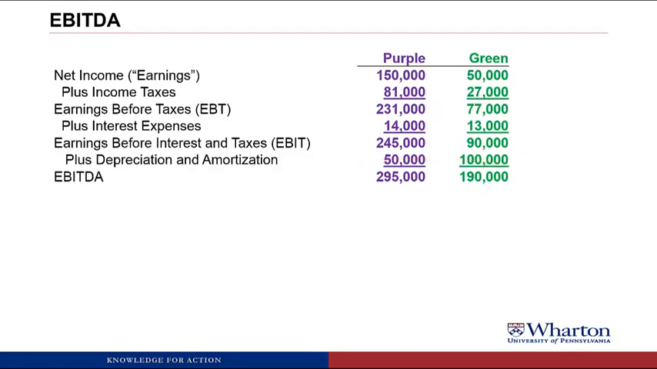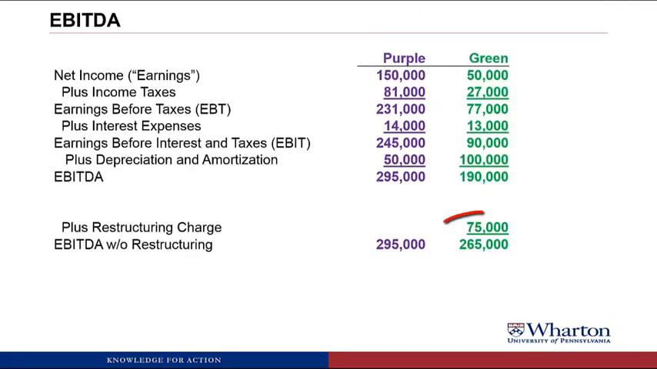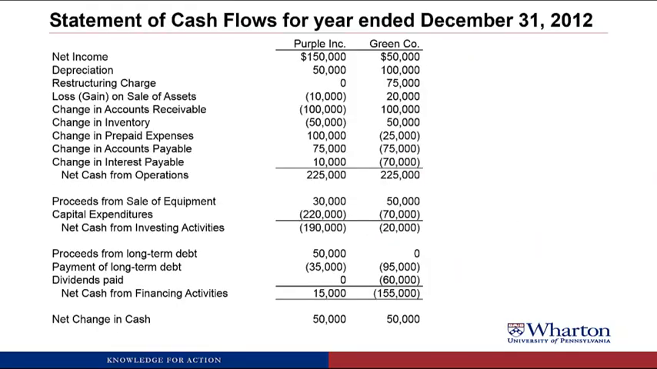Now, of course, if you think back to the cash flow statement, one of the things that Green had was a restructuring charge, which is a non-cash charge like depreciation that needs to get added back. So if we add back the restructuring charge so that we get EBITDA without the restructuring, now the two numbers are closer.